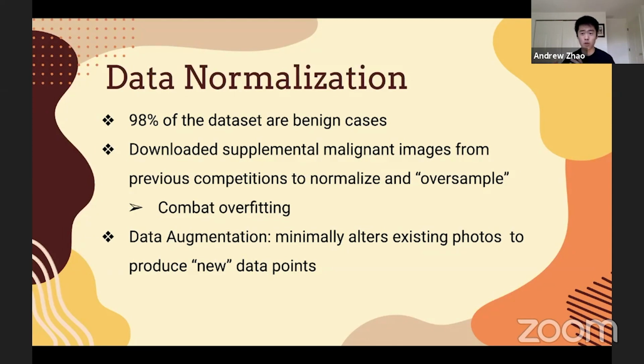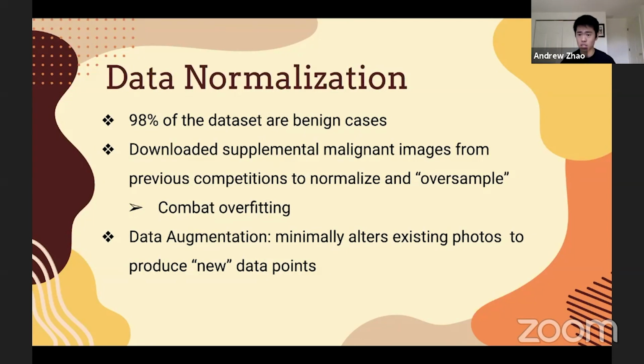But also, if you generalize to broader terms, not every data set is going to have 98%. What happens if only 1% is benign? Then we've made a really big error. So to combat this, we downloaded supplemental malignant images from a previous competition to normalize and oversample. What this really means is we're teaching the machine to recognize these malignant images when patients actually do have melanoma and correctly diagnose them. That way, when we generalize to a data set that isn't our training set, such as the validation, the test, or just in general, it will actually generalize and diagnose correctly.